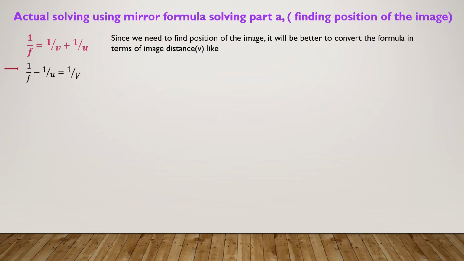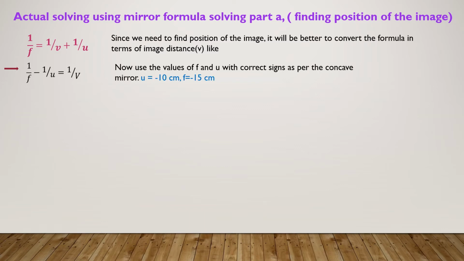So let us convert this formula in terms of v. So 1 by f minus 1 by u is equal to 1 by v. This is the easiest conversion that can be done. And now place the values of u and f. This will give us this formula: 1 by minus 15 minus the whole bracket of 1 by minus 10, because here u is always negative, and on top of that you have to subtract 1 by u. It gives us 1 by v.